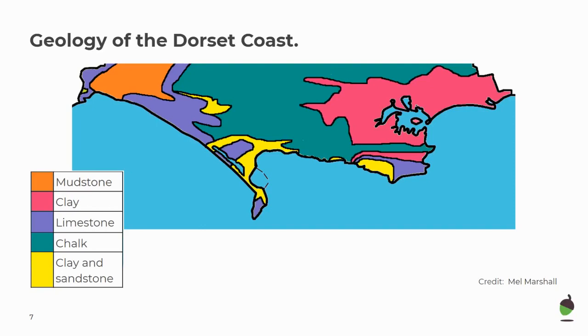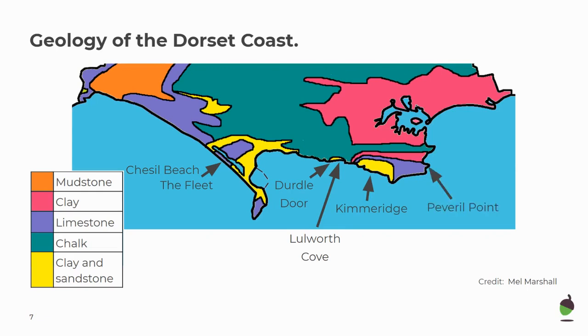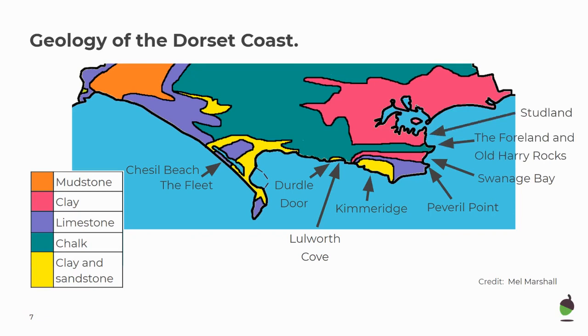We've looked at the geology, but let's see if we can work out where some of the places we're going to look at today are located. We're going to be mentioning today Chesil Beach, and particularly the Fleet, which is the area of water behind. We're going to look at Durdle Door, Lulworth Cove, Kimmeridge, Peveril Point, Swanage Bay, the Foreland and Old Harry Rocks, Studland, and Sandbanks. So we're going to travel a long distance today around this coastline.